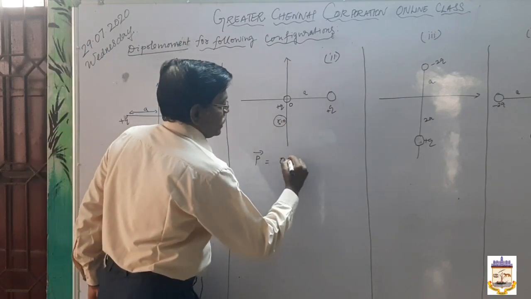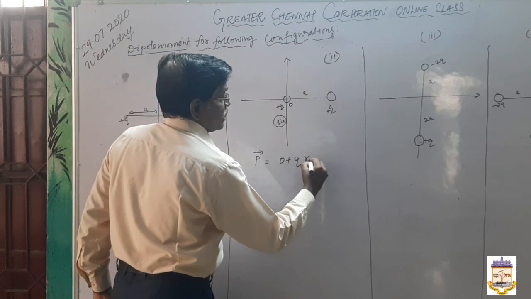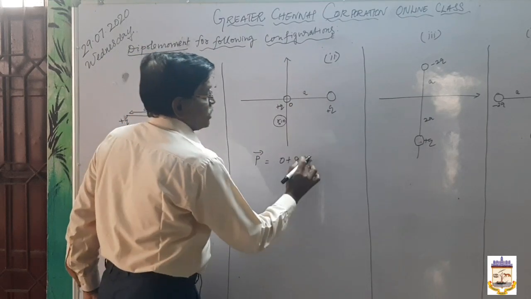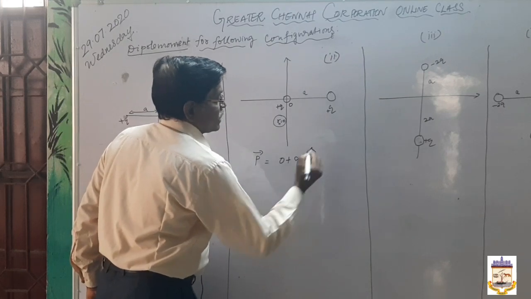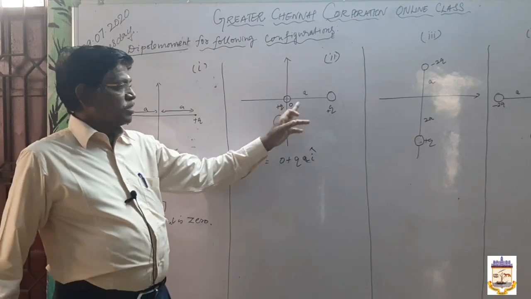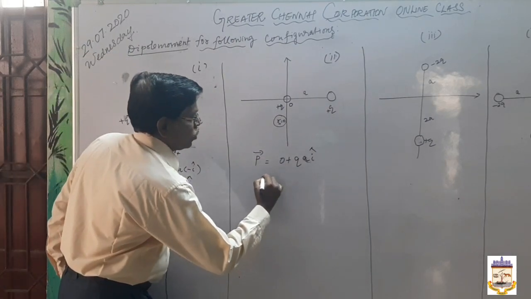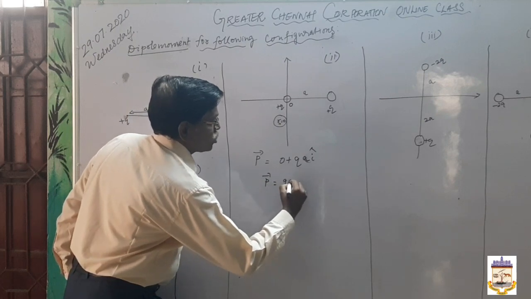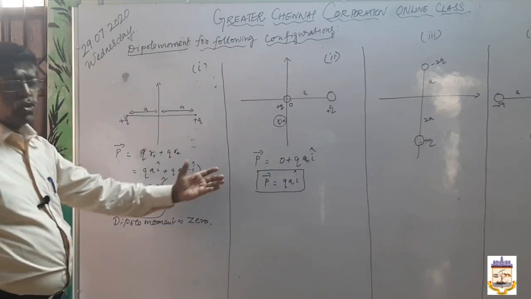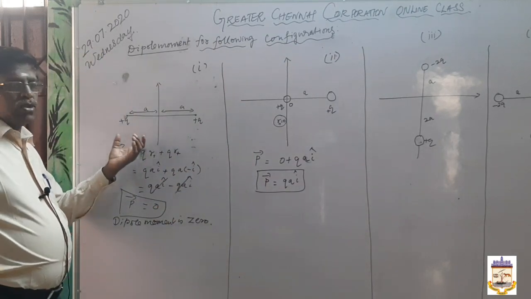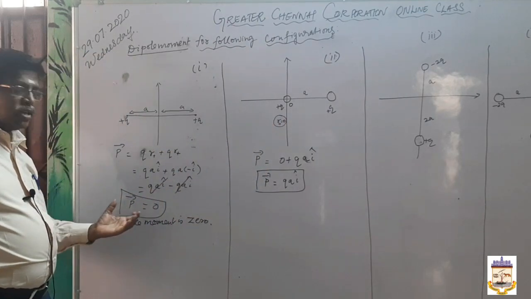So 0 plus the second charge into the distance r plus. Now instead of r plus, you can write magnitude into direction. What is the magnitude? The distance is the magnitude, and the direction is the positive x axis. Now the dipole moment value is q a into i cap. See these two cases. Here also two positive charges, and here also two positive charges. In the first case we got the dipole moment value as 0.